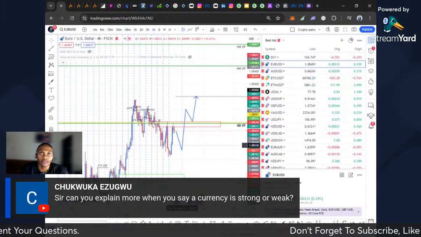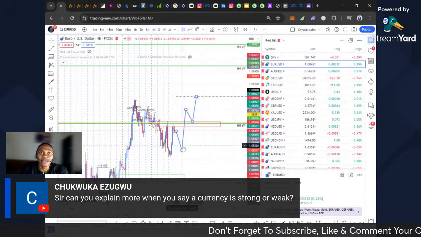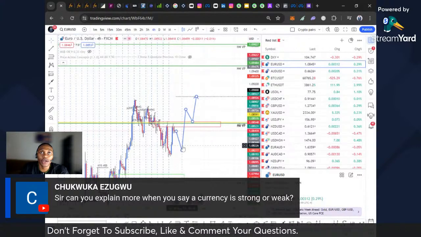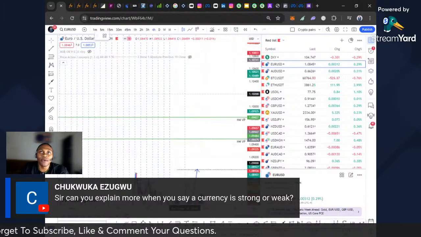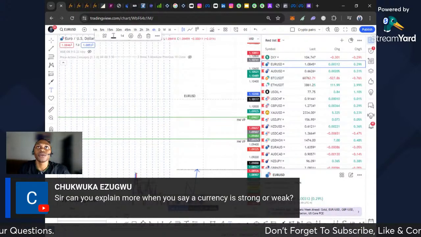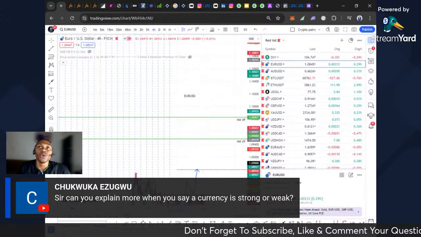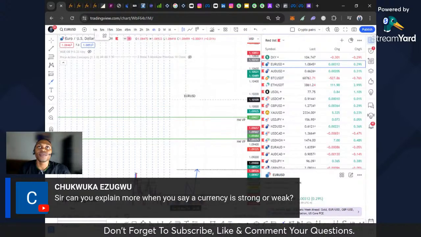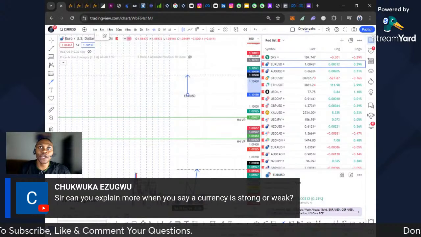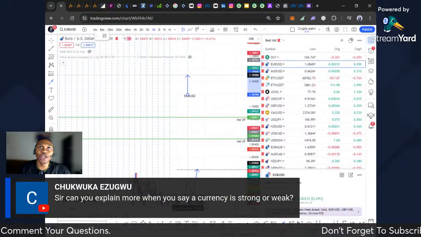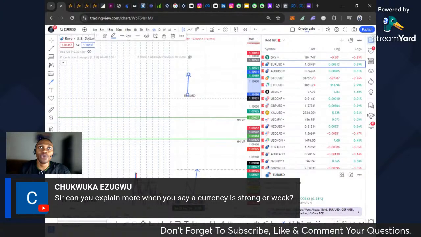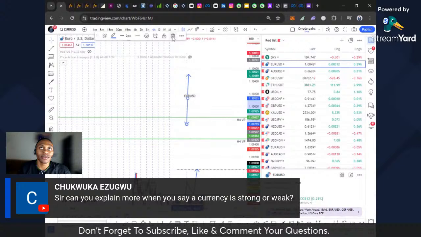Let me type over here euro USD. When I say a currency is strong, it has to do with the fact that this particular currency is being bought. If I say euro is strong, people are buying it. If I say euro is weak, people are selling it.